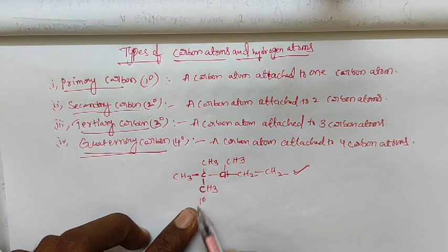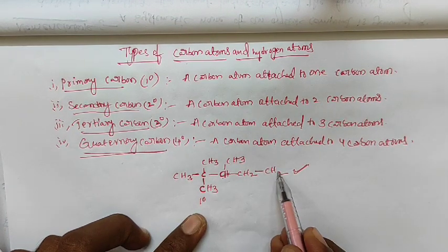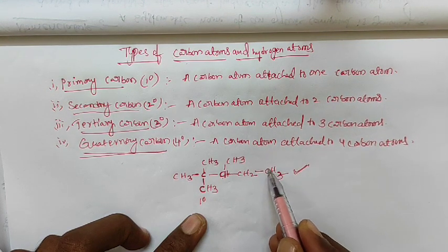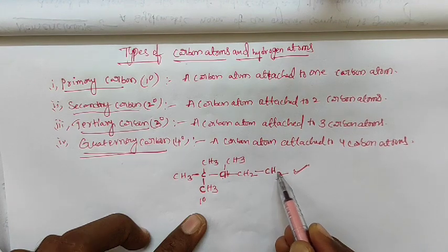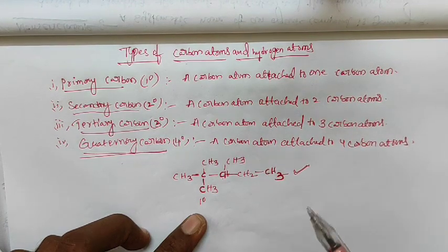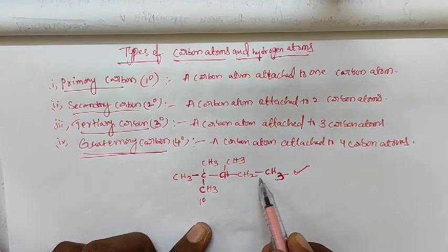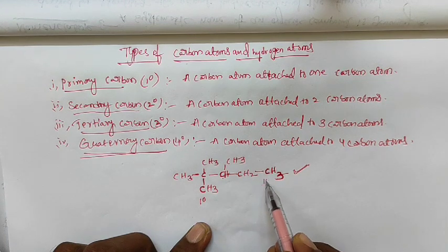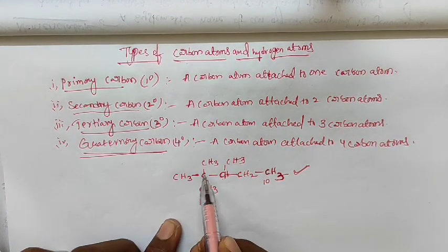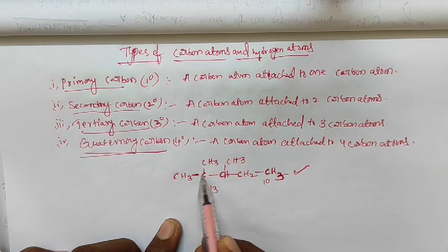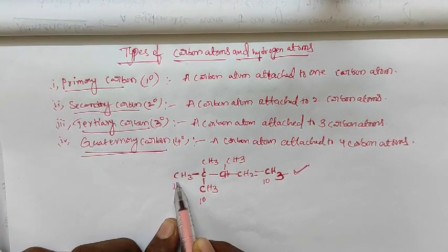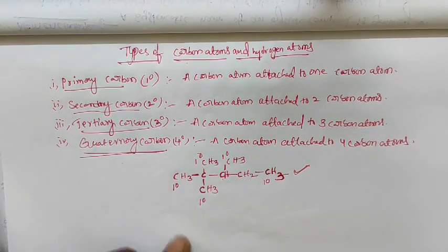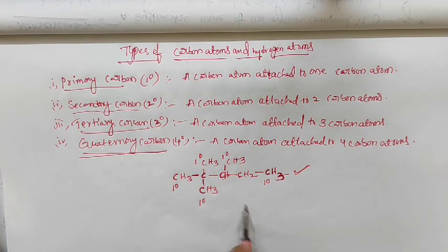So this is a primary carbon atom. This is also CH3, because here 3 hydrogen atoms and 1 carbon atom. This carbon also is attached to only one carbon atom, so this is also primary. This carbon is also attached to only one carbon, this is also primary, this is also primary. Now which is the secondary carbon atom?